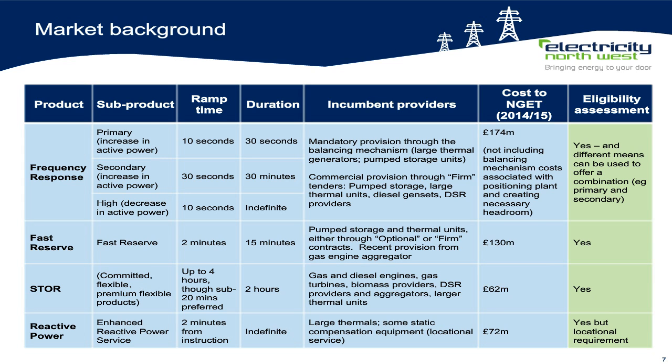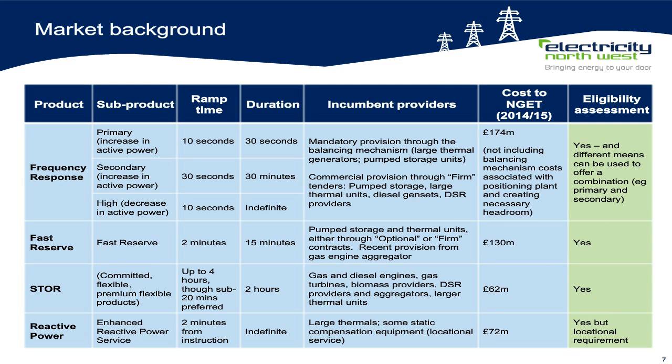Store is the market that people know quite well, given the interest from small gen sets. So the income providers there are gas and diesel engines, some gas turbines, OCGTs, biomass providers, again DSR providers and aggregators, and we've seen some large thermal units turn to the store market in recent years given declining spark spreads. Cost to grid of store is around 60 million.